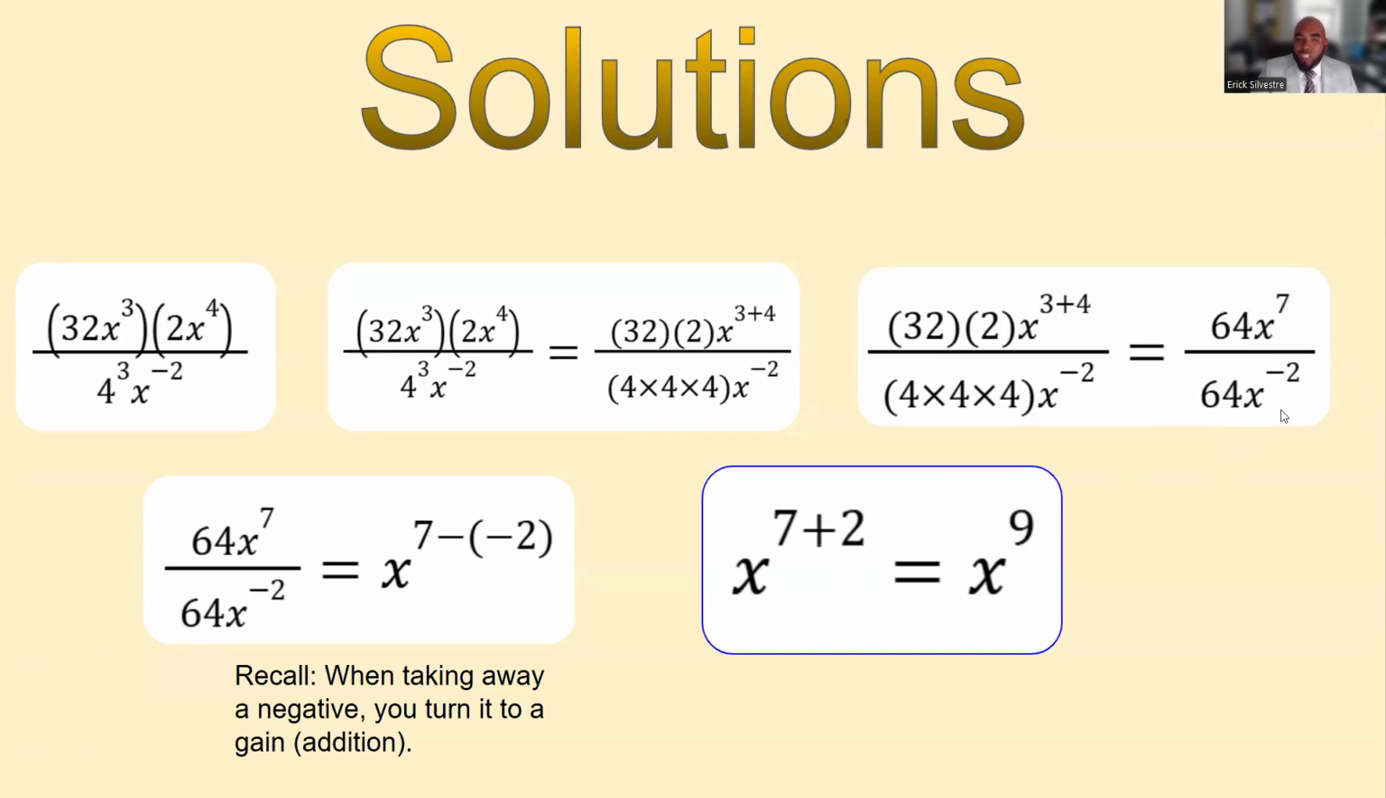My quotient rule tells me that when I'm dividing the same base, I have to subtract the exponents. Therefore, I will have 7 minus negative 2. Recall, when you're taking away a negative, think about it. You're taking away the negative. That means you are adding. It turns into a positive. You are gaining something. It becomes addition. So when you are taking away a negative, you are adding to your total. Therefore, you will add 7 plus 2, and the final answer is x to the 9th.